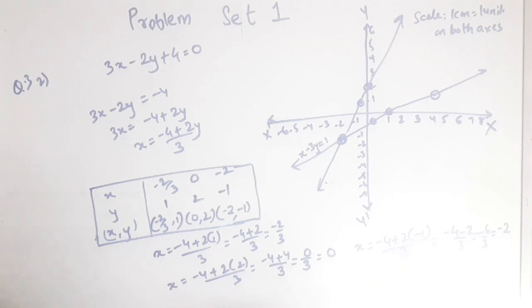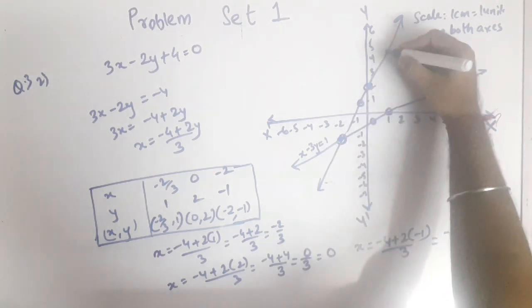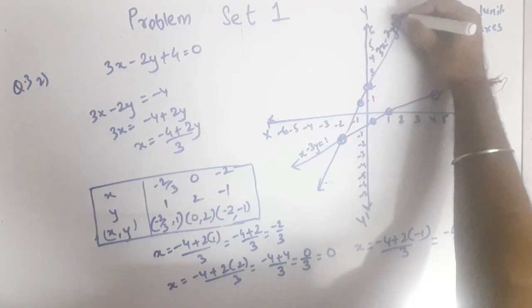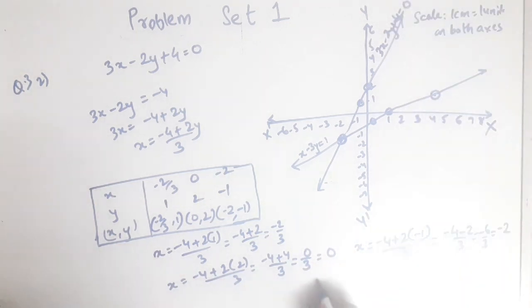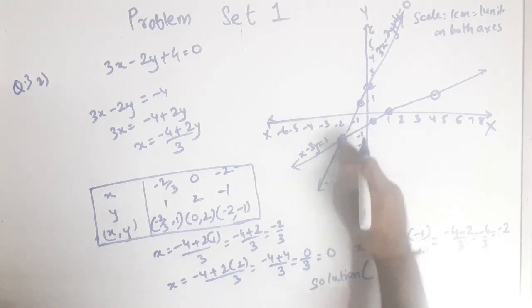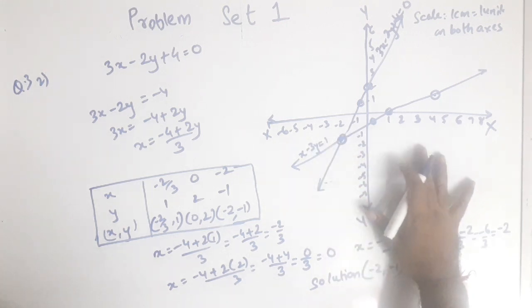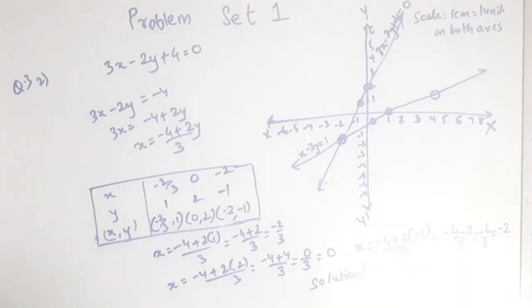But before writing the solution, we will write the equation of the graph here. 3x minus 2y plus 4 equals to 0. Then you can write here the solution. On x-axis it meets at minus 2, and on y-axis at minus 1. Okay, children, you will be doing this on graph paper. Okay, chalo, next one.